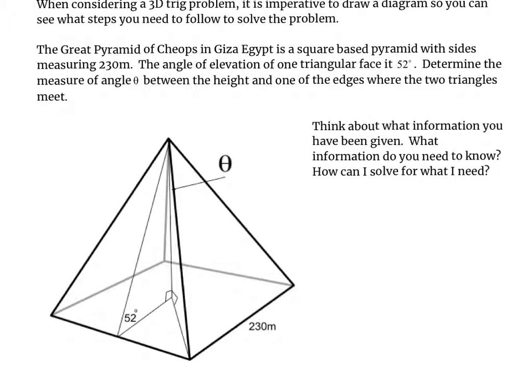It's a square-based pyramid with sides measuring 230 meters. So right there we have a clue. It is a square-based pyramid. That means that all of the sides are equal and that I can calculate the distance to the middle of the triangle.